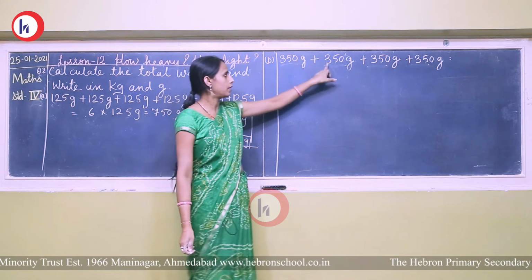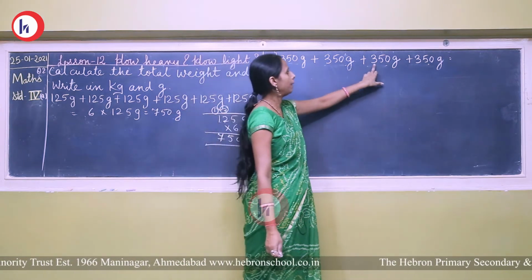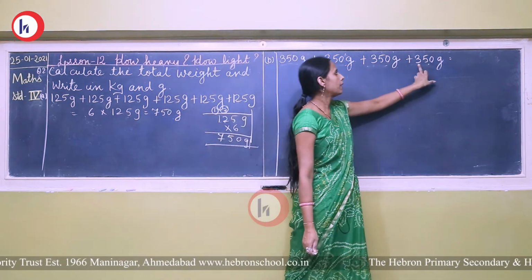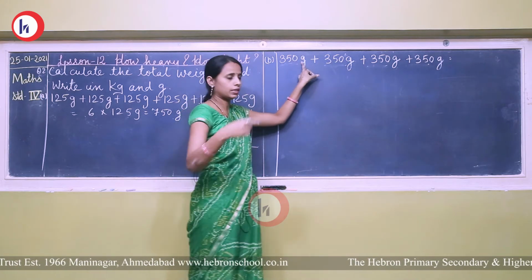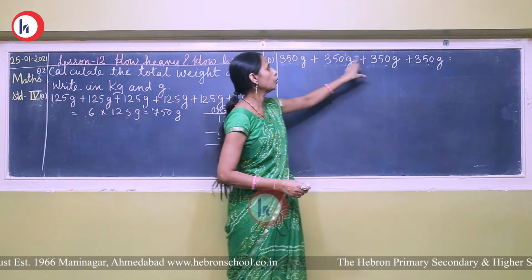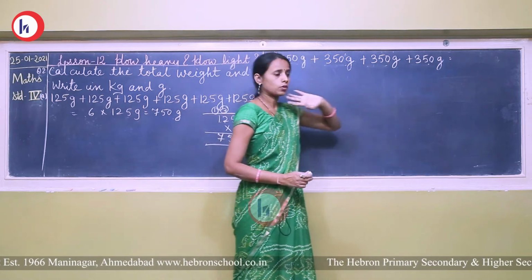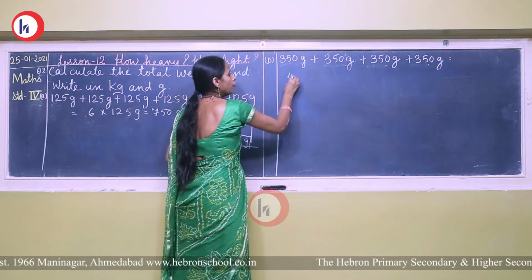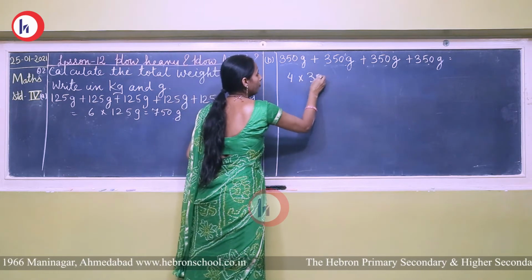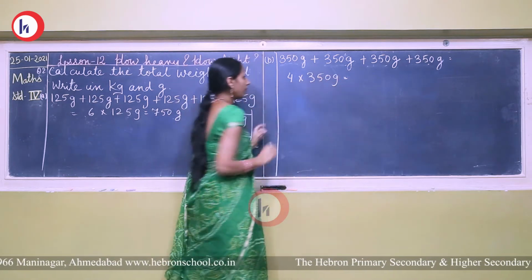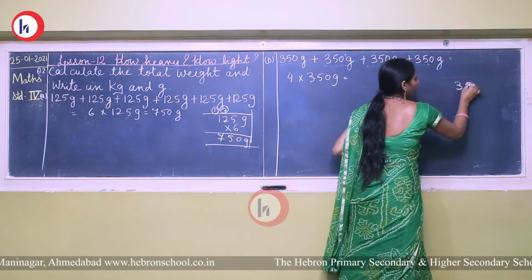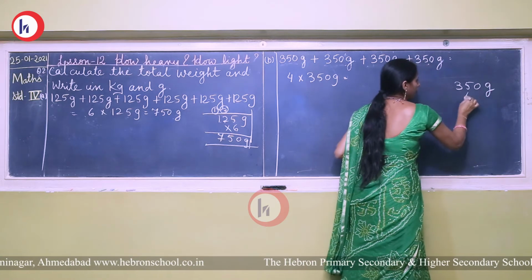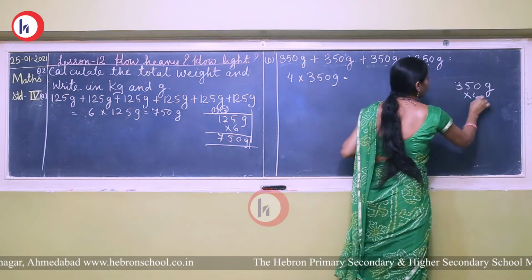350 gram plus 350 gram plus 350 gram plus 350 gram. So here you can see that 350 gram is repeating 1, 2, 3, 4 times. Okay, so we will write 4 times 350 gram. In this way we can write. Okay, now we will multiply 350 gram by 4.